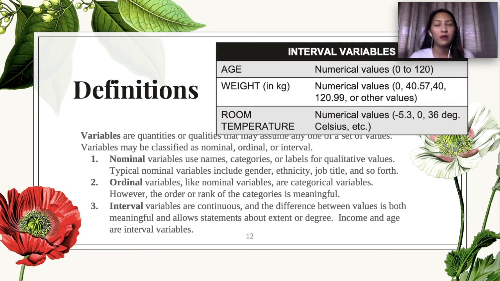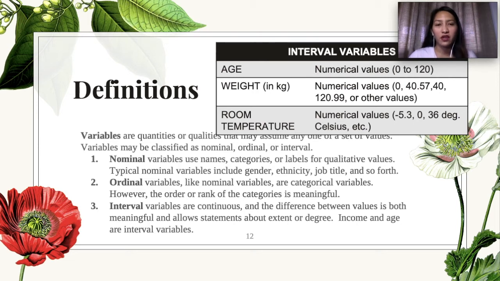So here is an example. So for the age, ang pwede mo dyang i-store na data ay numerical values. Pwedeng 0 to 120. Pwede rin naman na weight in kilogram. Ang pwede mong i-store dyan is numerical values din. Na pwedeng merong decimal point.